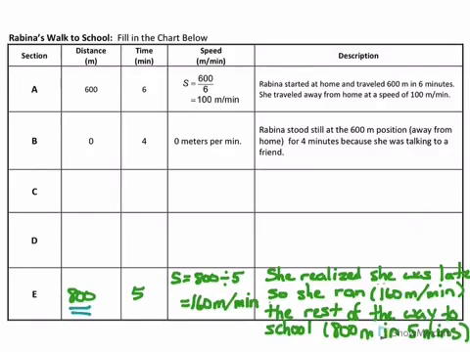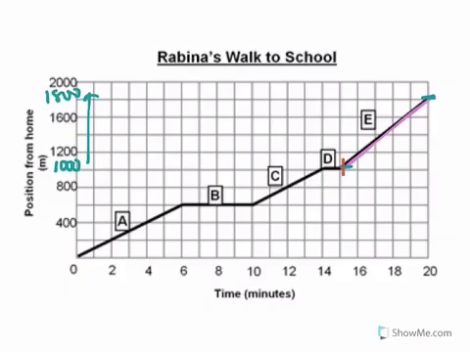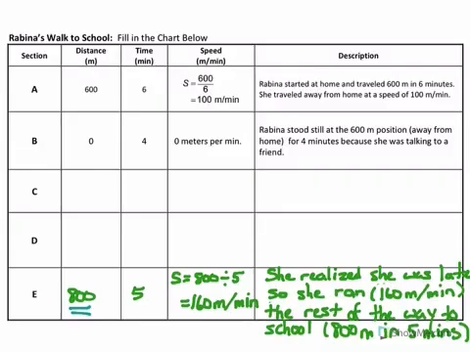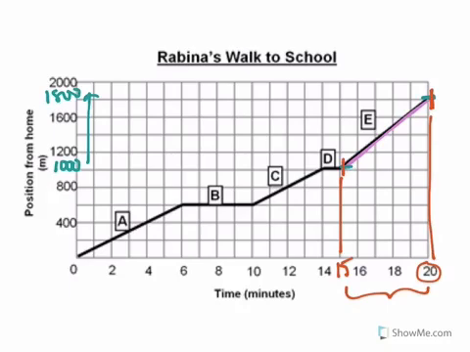Okay, now let's figure out the time. So the time started at 15, and then it went until 20. So that's a difference of 5 minutes. And if I divide them, I'm going to get my speed, and it looks like I get 160 meters per minute, which is actually faster than she had been going before. So I said that, you know what, she ran. She realized that she was late, and she decided to run the rest of the way all the way to school. So that is our little, I guess, story.